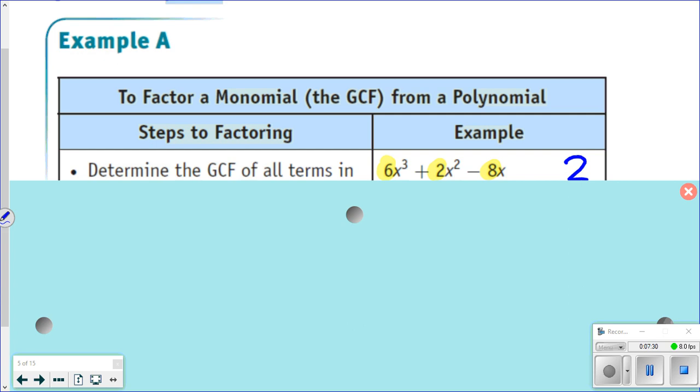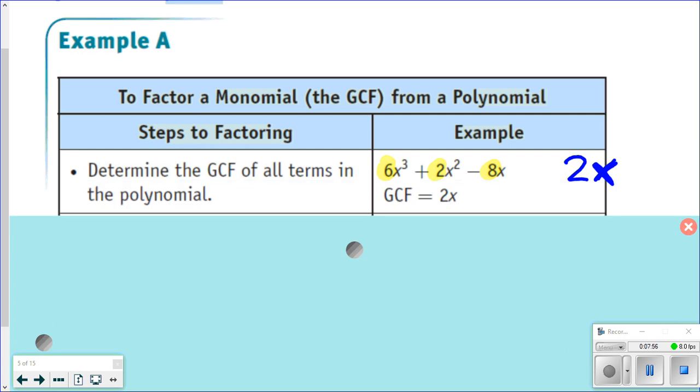And if I'm looking, do they all share the same variable? Yes, this has x cubed, x squared, and x. Well, I want what they all have in common. And together, they all only have one x in common, right? 8 only has one x, 2 has 2 of them, and 6 has 3 of them, but they only share one in common. So my GCF, my greatest common factor here, they all share is 2x. That's the biggest number and the most amount of letters, okay?